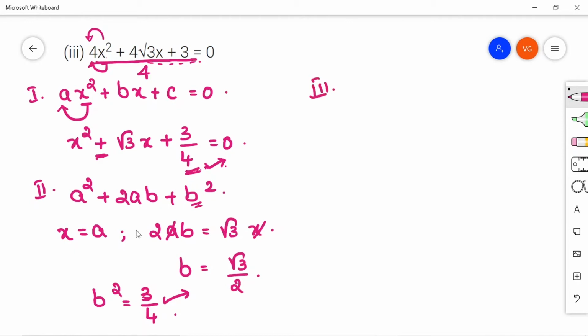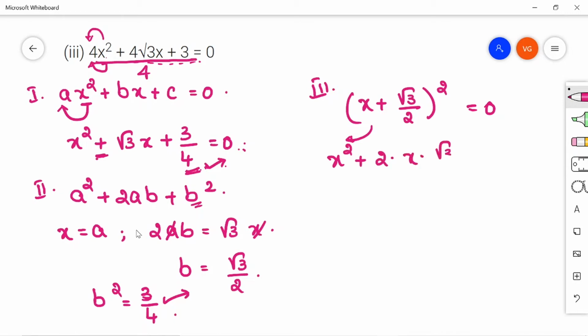So write it in the form of a plus b whole square here. So that is x plus root 3 by 2 whole square, isn't it? So this is nothing but what? Is equal to 0, right? Just expand and check it out whether it is looking like this or not. X square plus 2 into x into root 3 by 2 plus root 3 by 2 whole square means 3 by 4 is equal to 0. 2 will get cancelled, right? So this is in the form of the equation that we got in the first step itself, right? So now x plus root 3 by 2 whole square is equal to 0.